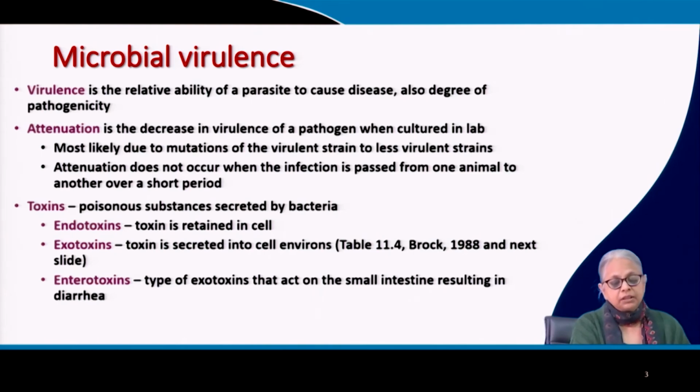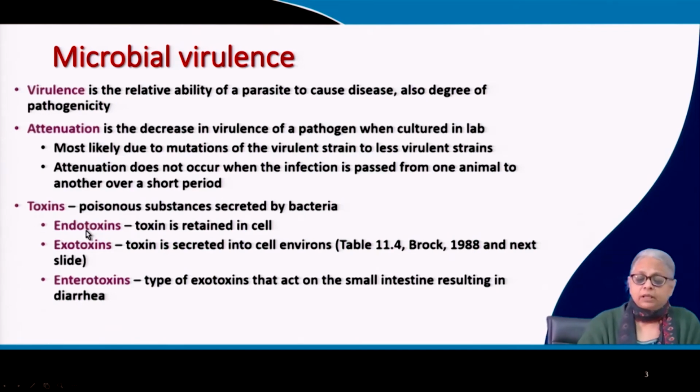So attenuation is most likely because of mutations that happen to the virulent strain and make it less virulent. And this attenuation does not occur when the infection is passed from one animal to another over a short period of time. I again come back to the example of COVID-19. We have seen that there is very little attenuation of the virulence of this virus as it is being passed from one human being to another. So this is not happening from host to host. When the infection is passed from host to host, it's not getting attenuated.